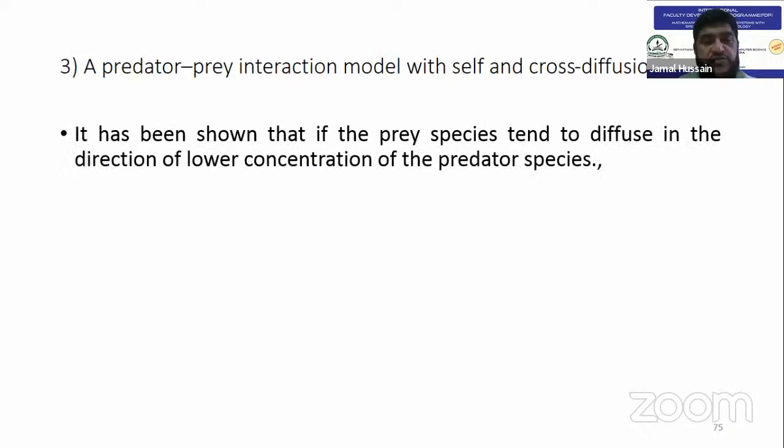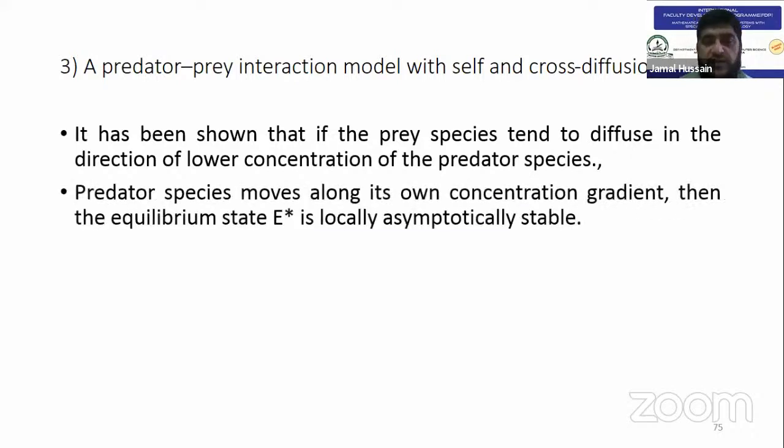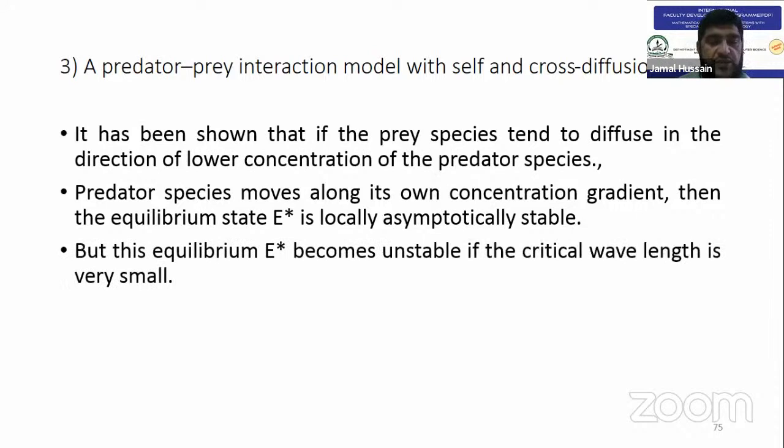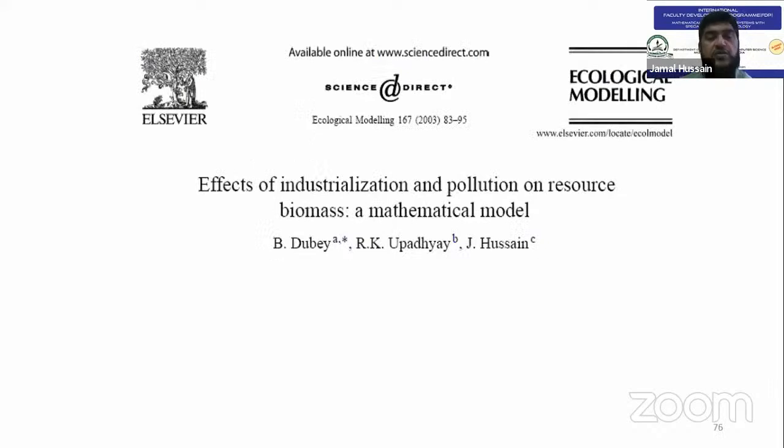So what is found? It has been shown that if the prey species tend to diffuse in the direction of lower concentration of predator species, what will happen? They will tend to diffuse. Okay, that is also an observed fact. They will be trying to move away from the predator. So that is verified by the model. Predator species moves along its own concentration gradient, and the equilibrium state A star is locally stable. But this equilibrium becomes unstable if the critical wavelength is very small. Okay.